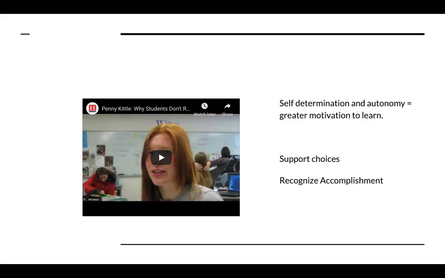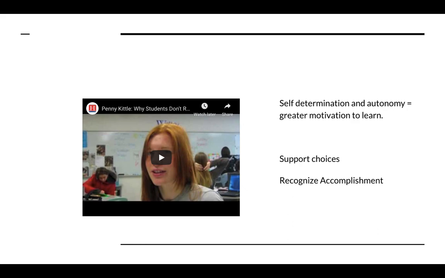So what Bandura came to is this idea that our self-determination, our belief in our ability to determine our own outcomes and our autonomy, the more that we believe that we are in charge of our own learning, creates a greater motivation to learn. And so this is a really strong idea, and it's really something that I think schools are trying to figure out how to support.